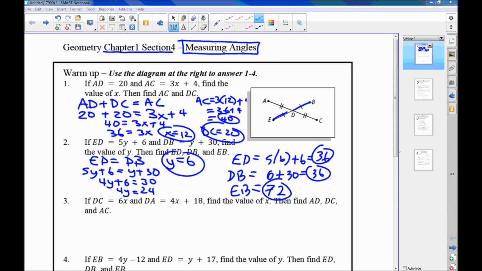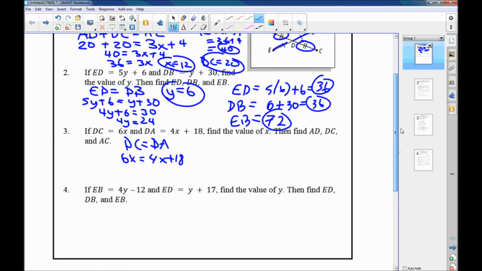All right, number 3. DC is equal to 6x. And DA is equal to 4x plus 18. So we know that DC and DA should be equal to each other because they have the double marks on it to show that. And that meant that EB bisected AC in half. And let's see, we have two formulas here. The first formula is 6x. Our second formula is 4x plus 18.